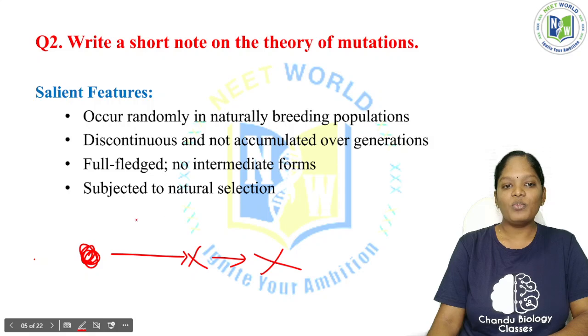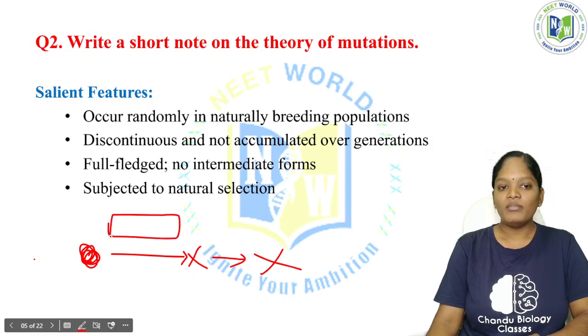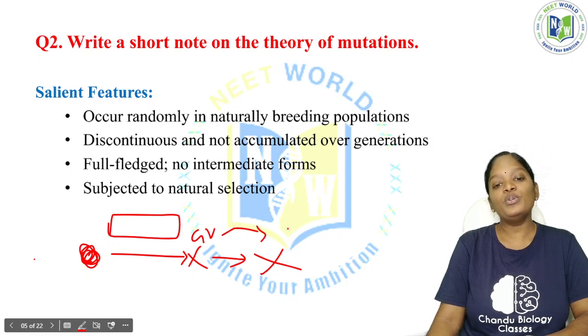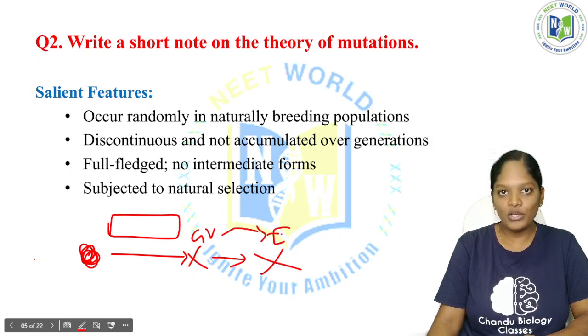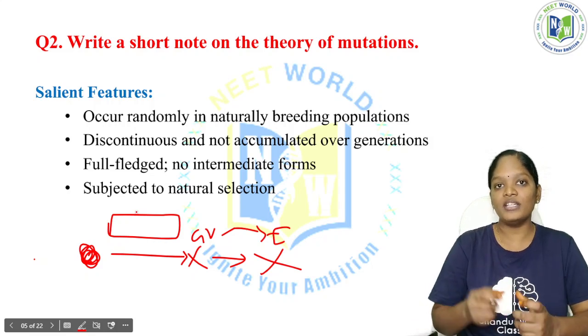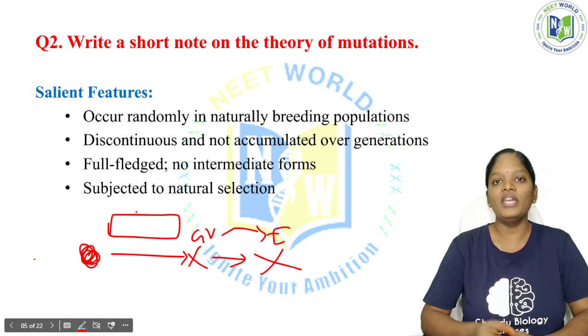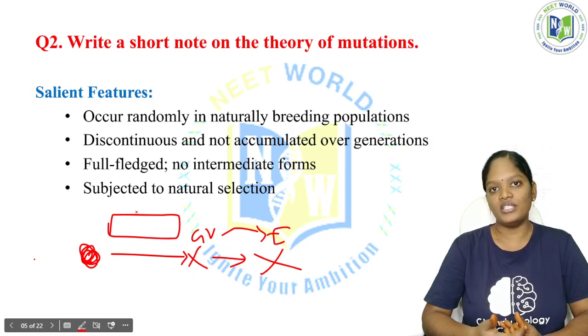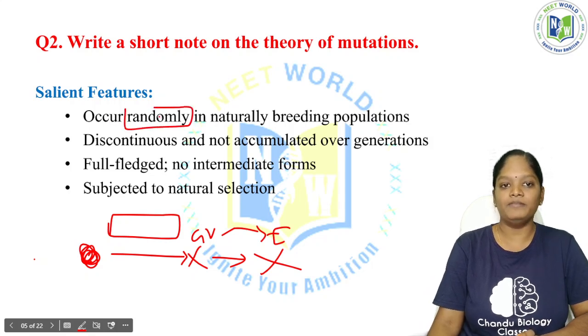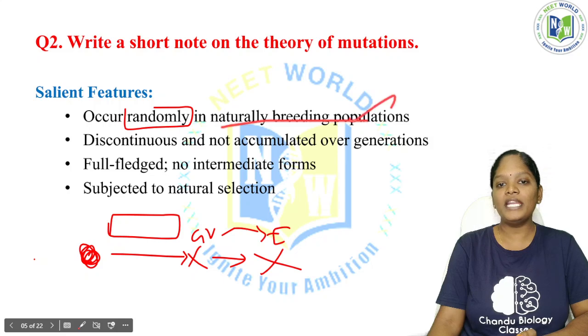So that is why, due to the changing environment, it undergoes some mutation at the genetic, molecular level, and this mutation leads to genetic variation. This leads to new species, and we call that evolution. So as the environment changes, the organism has to change itself. How can they change? By means of mutation. That is what it is, randomly. It is random, not specific, in a naturally breeding population.